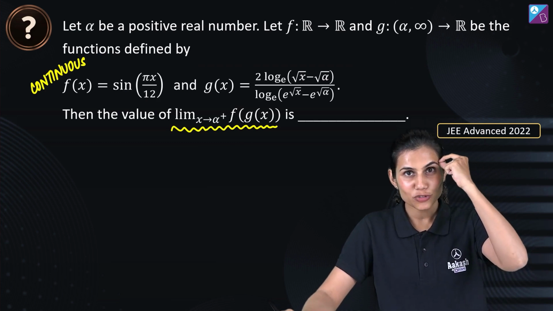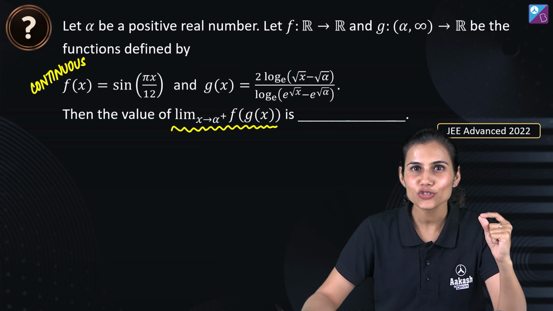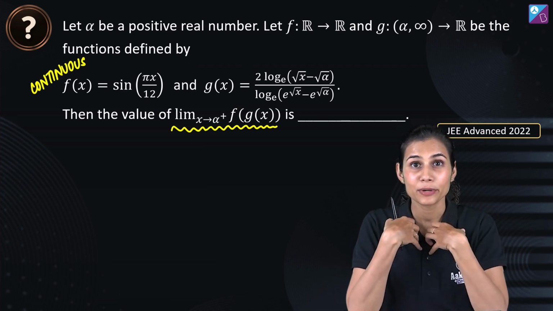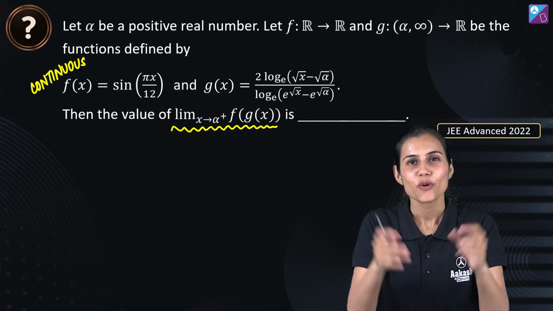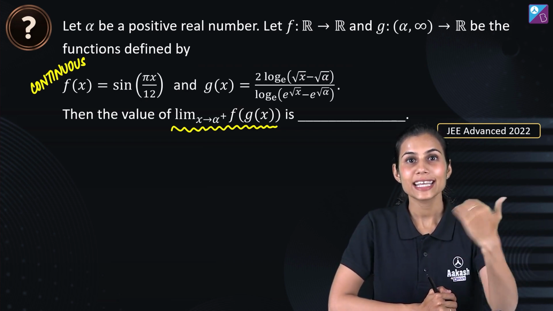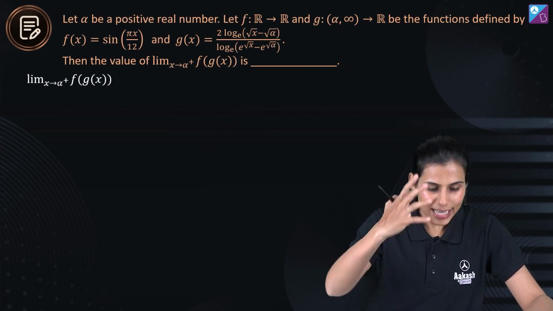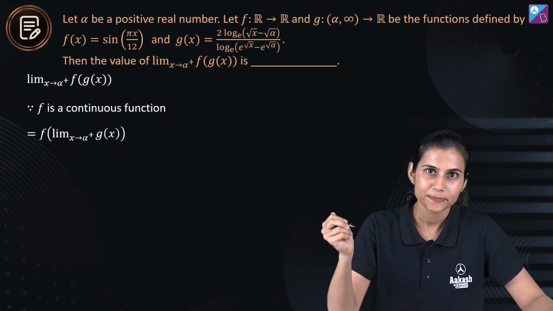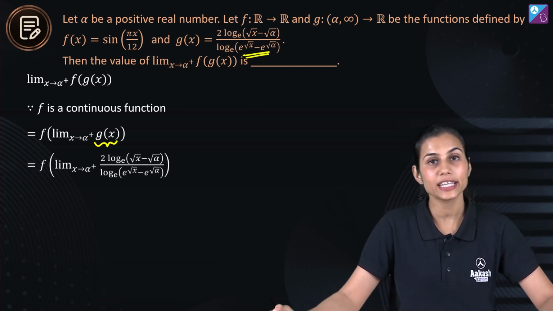Now the first thing which would immediately strike your head is, can I interchange the positions of f and limit? Is that allowed? Am I permitted to do so? Oh yes, because f is a continuous function. We have learned about this result that whenever f is a continuous function, f of limit is limit of f. So using this idea, I am going to rewrite limit of f of g to be f of limit of g.